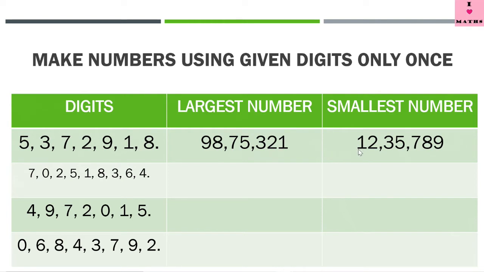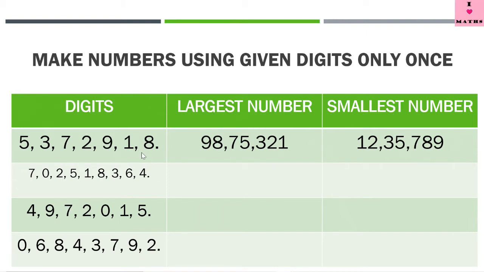Now, let us read the other number. 12,35,789. Using this set of digits, this is the smallest number. So, you can see that the smallest digit is coming at the largest place, and the largest digit is coming at the smallest place. It is coming at the ones place. So, children, this is the smallest number using these digits.